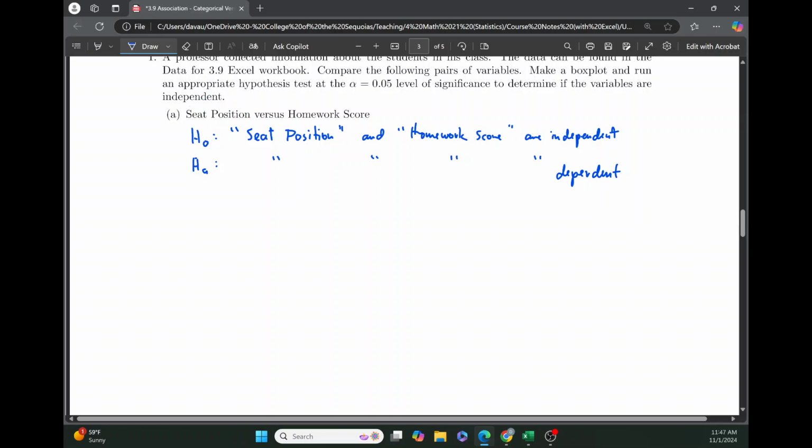Based on the previous example we were looking at, I would say that there's probably 3, right? Front, back, middle, but we have to make sure of that. So let's head over to Excel.